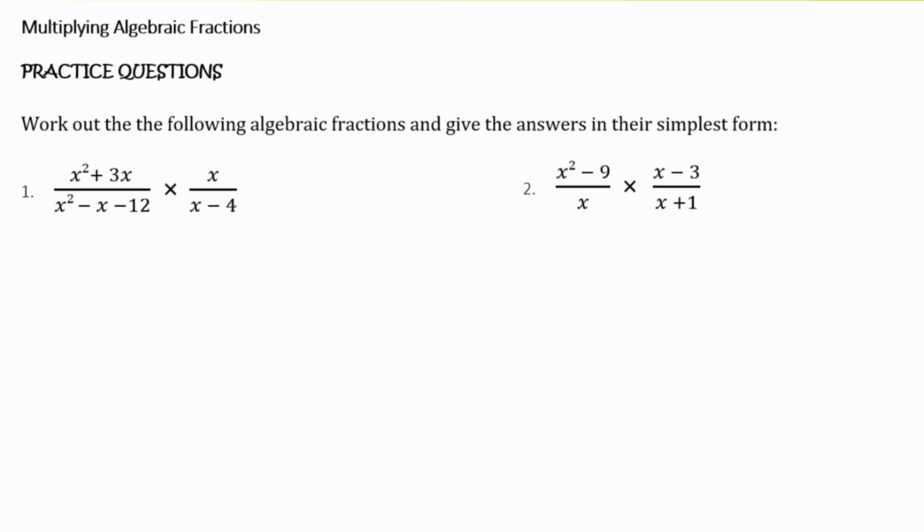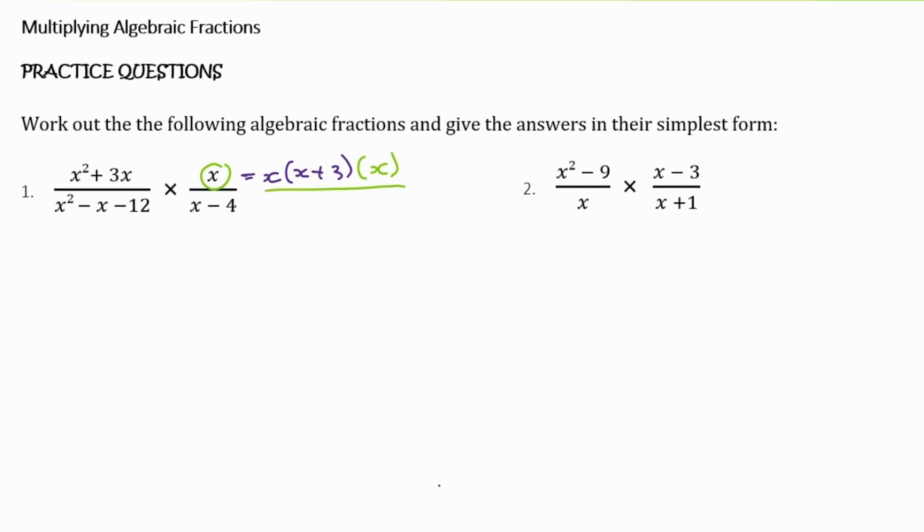So for number 1, in the numerator we've got x squared plus 3x. And we can factorize that by factoring out the common term in x squared and 3x, which is x. In order to make x into x squared, we would have to multiply it by x. And in order to make x into 3x, we would have to multiply it by 3. We then multiply it with the second numerator, which is x. And that is all our numerators multiplied.